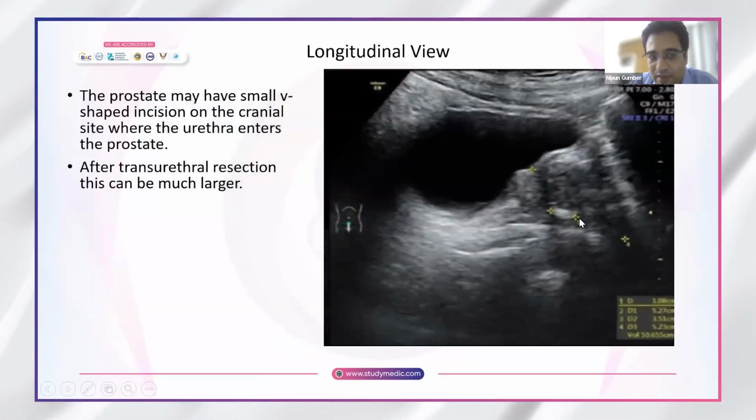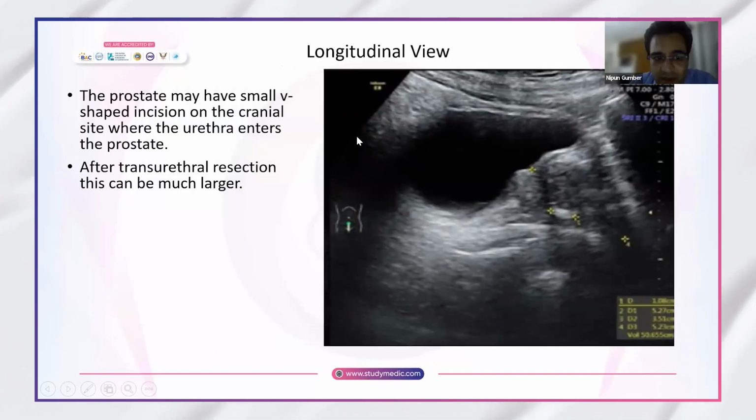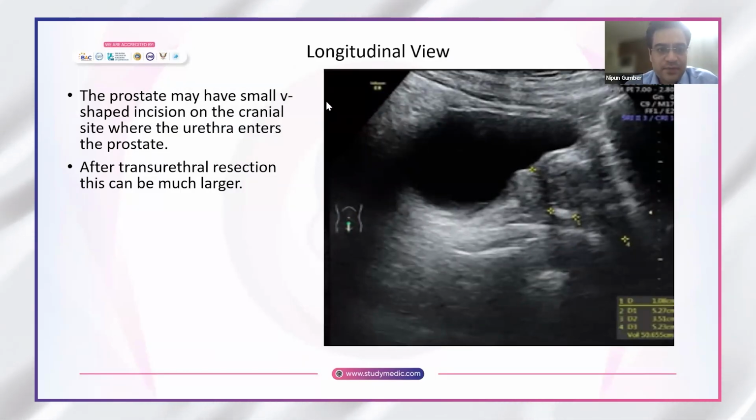This is the longitudinal view. The prostate may have a small V-shaped incision on the cranial side. Like here, it can have a V-shaped incision. Sometimes the prostate may have a small V-shaped incision on the cranial side where the urethra enters the prostate, and after transurethral resection this site can become much larger. So this is the V-shaped site.